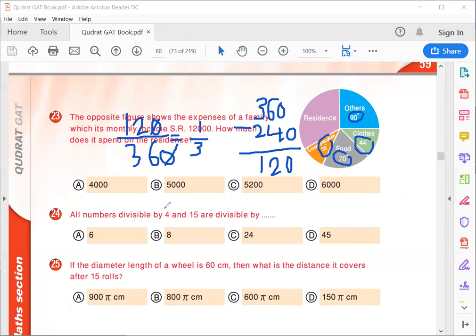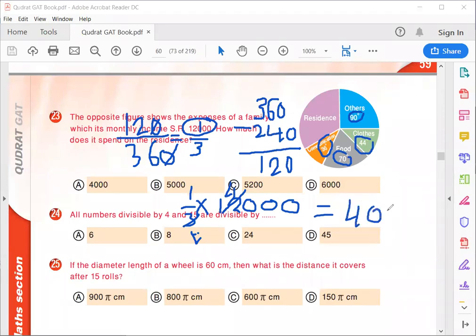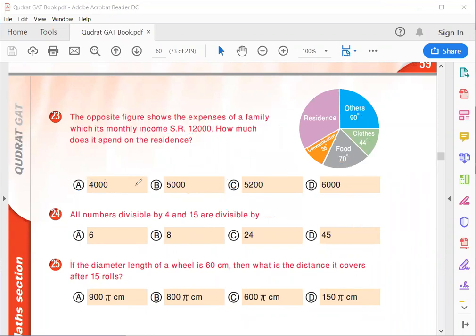Right? Now I find the cost of the residence by multiplying 1 over 3 by the monthly income, 12,000. After simplifying, you get 4,000. So the answer is A. You see?